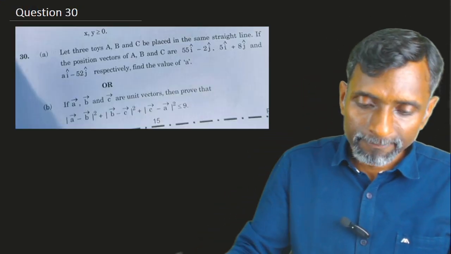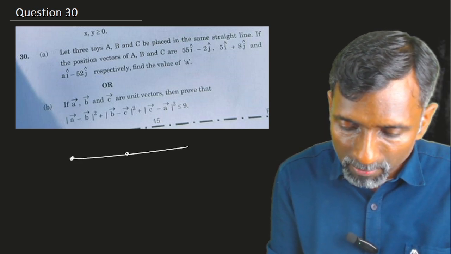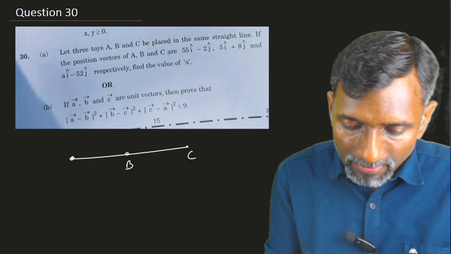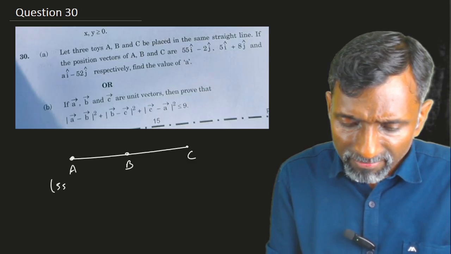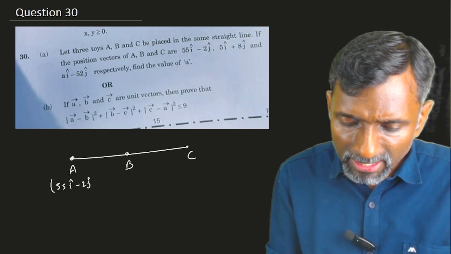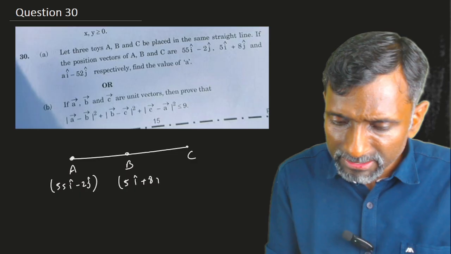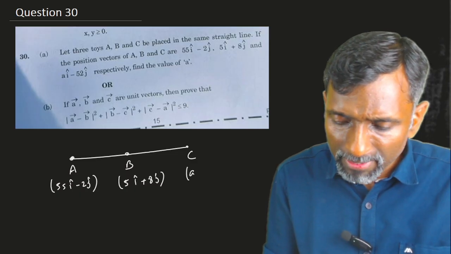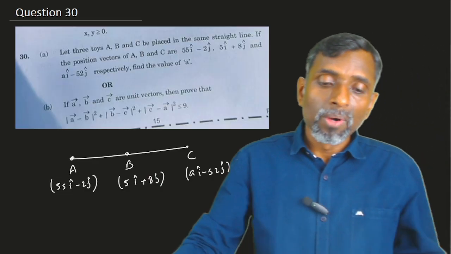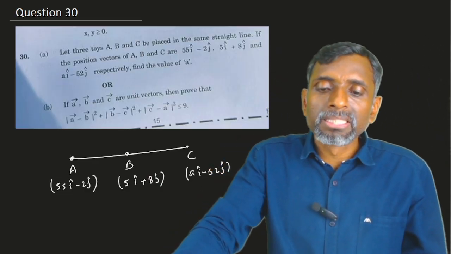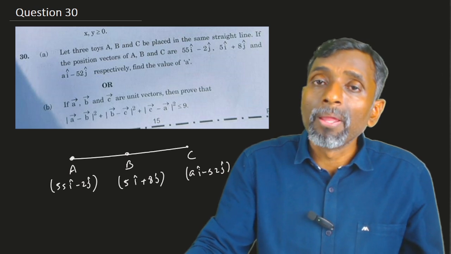Wow, interesting. This is the question based on collinear points, where we have 3 points collinear. The position vector of point A is 5i cap minus 2j cap. For point B we have 5i cap plus 8j cap, and point C we have a i cap minus 52j cap. Let the 3 points A, B and C be placed in the same straight line if the position vectors are given. Find the value of a.